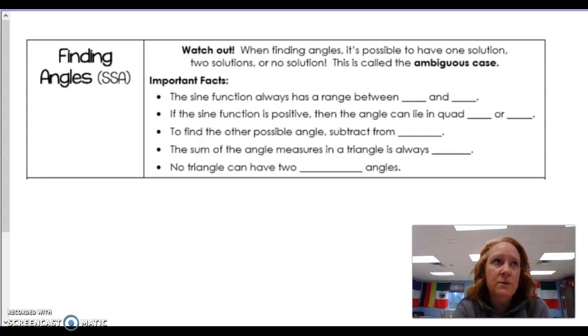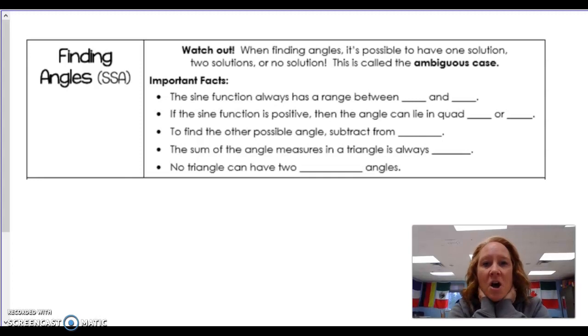So we have found how to find the sides of triangles using the law of sines, but now we're going to find some angles, and this is so nice. It helps us when we have a side and an angle. Watch out, when finding angles, it's possible to have one solution, two solutions, or no solutions. This is called the ambiguous case.